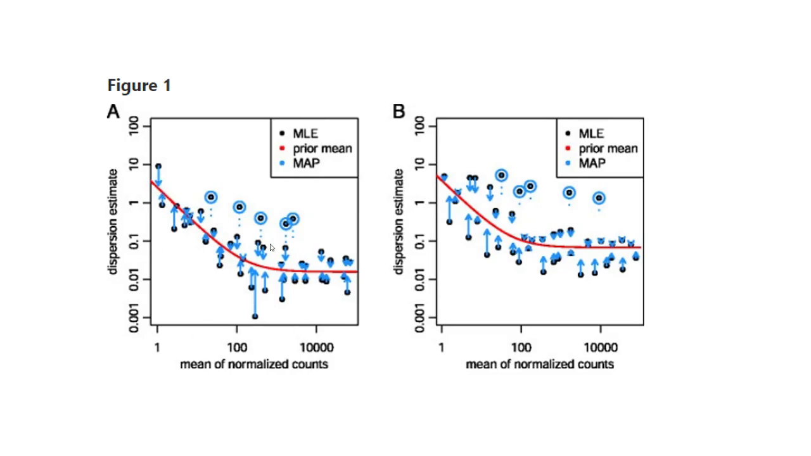Then you use this red curve for a second estimation round, which is used to shrink the black dots, or the individual genes. So that's roughly what this figure is showing.